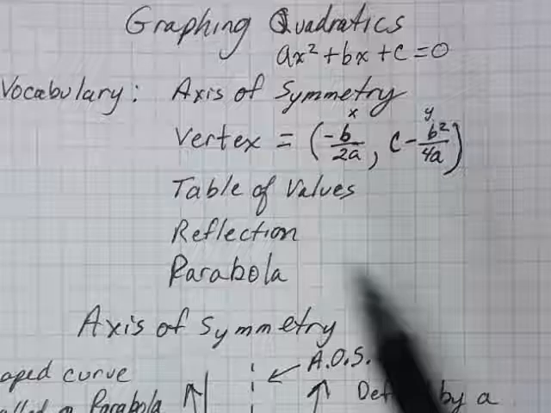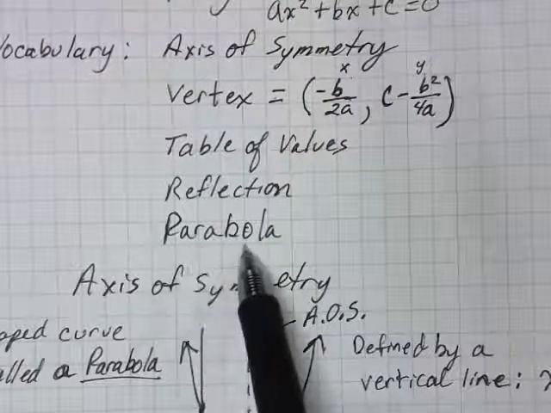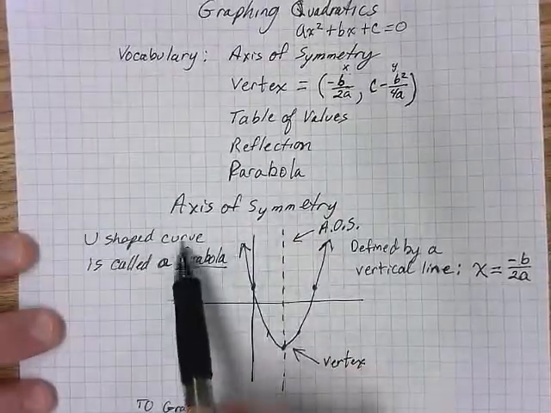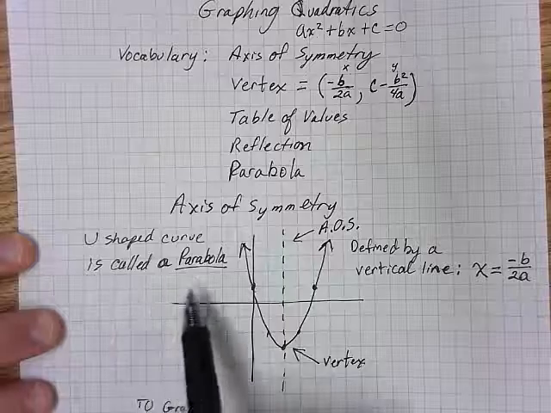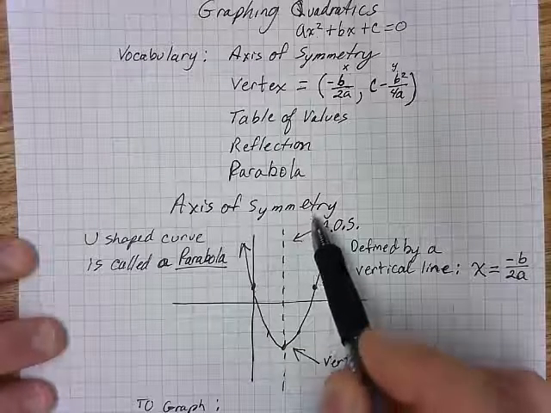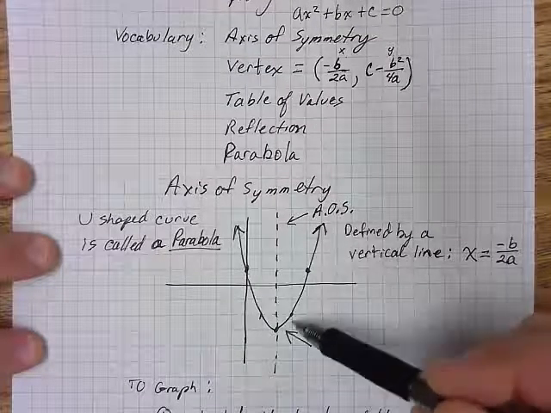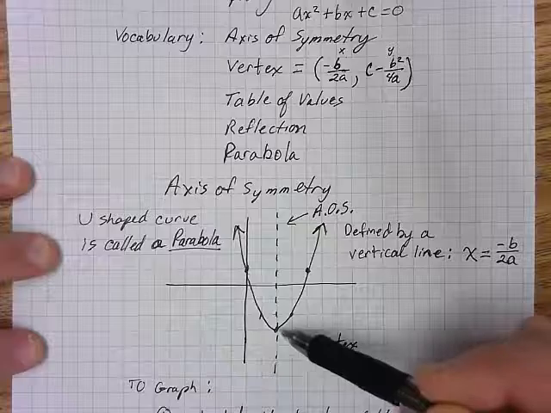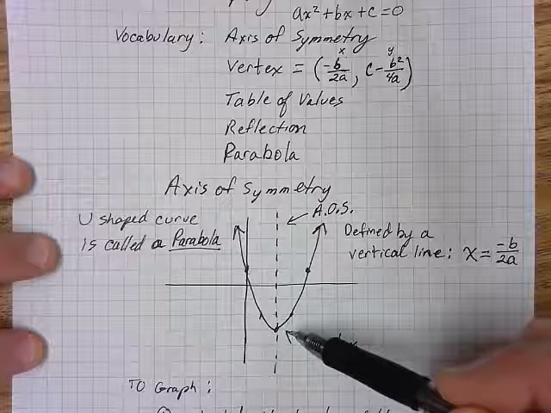You also need to know what the word reflection means, and that all of our graphs here create a parabola. First of all, we have a u-shaped curve, and this is called a parabola, so this right here is a parabola. Axis of symmetry is an important concept here. You can see here I have a curve, and down here we have the vertex. That's the low point on this one. The vertex is the change of direction in the graph.